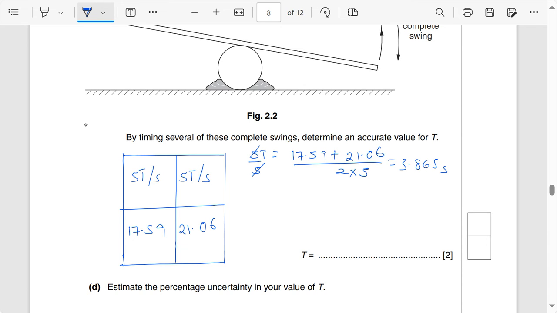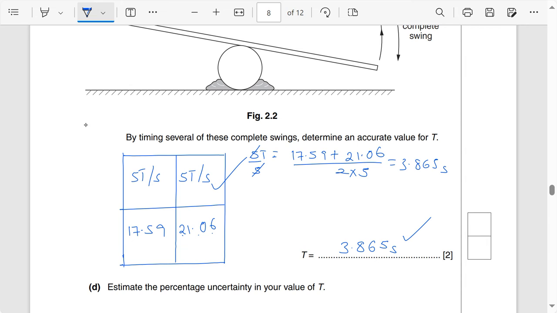She tried to maintain the same number of significant figures: 1, 2, 3, 4. So she recorded her value as 3.865 seconds to 4 significant figures, just like the raw data is provided to 4 significant figures. Okay, so this is what she obtained here. Timing 5 oscillations would give her a mark, and recording the average would give her the second mark. You could also have timed 10 oscillations.